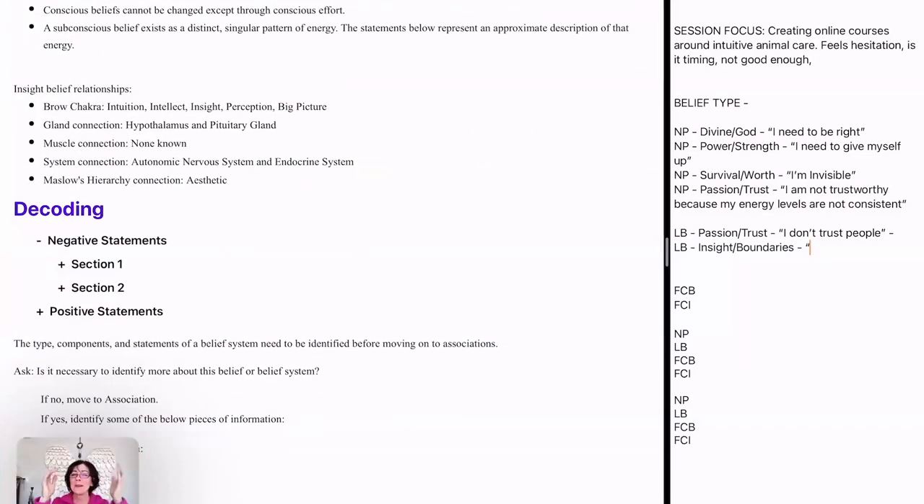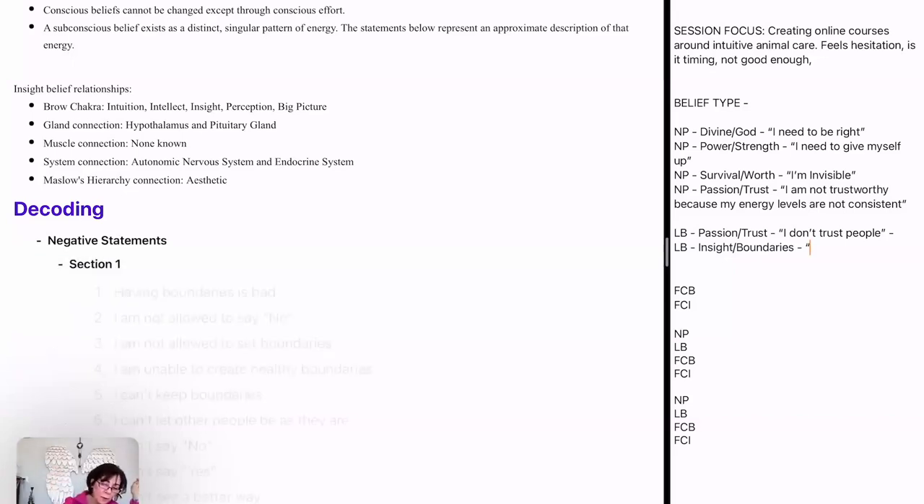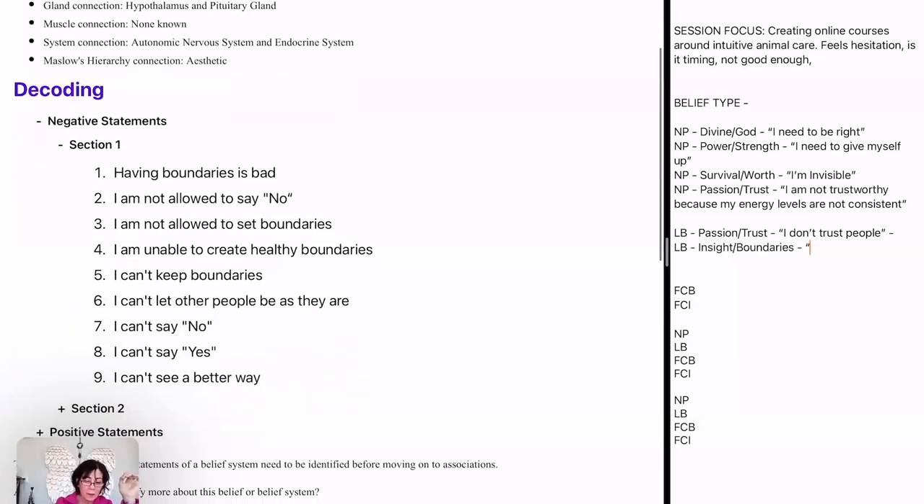Let's see, based on what we already said, right? So are we looking to section one? Yeah, 2? No, we're in 1. Okay. So we have 9 of those. So is it an odd and even? 2, 4, 6, 8, 6. I can't let other people be as they are. Wow, those are really interesting.